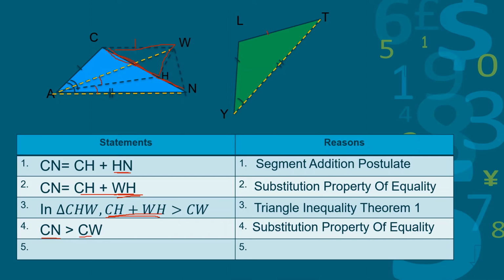So, nag-substitute lang tayo. And now, using our statement in construction number 1 and statement number 4, we can now say that CN is greater than LT. And that is by substitution property of inequality.